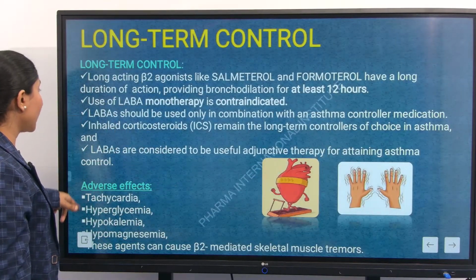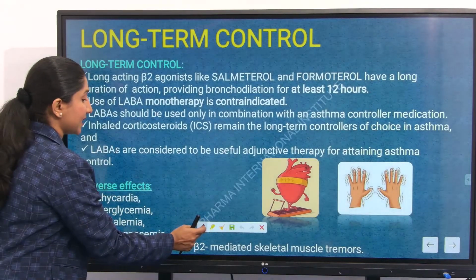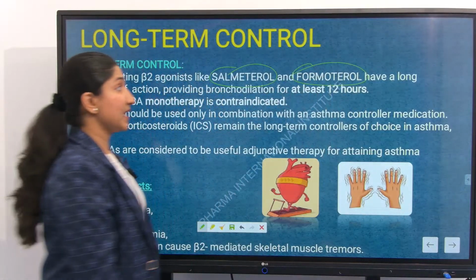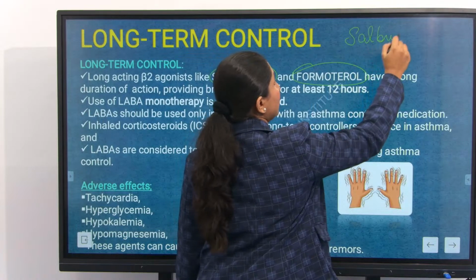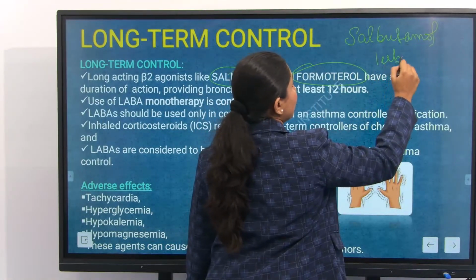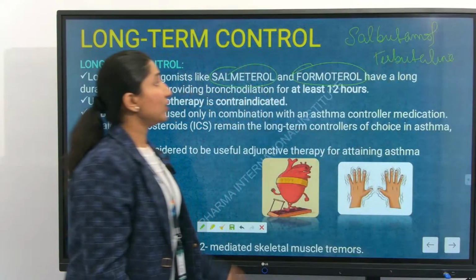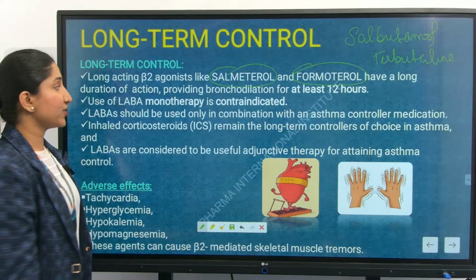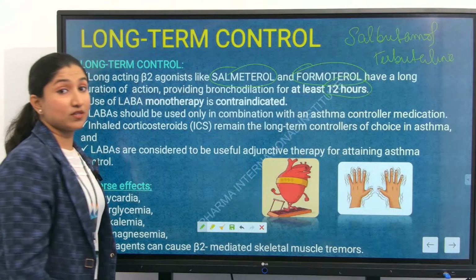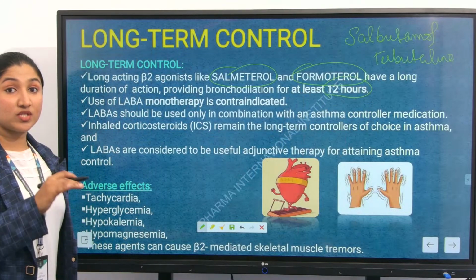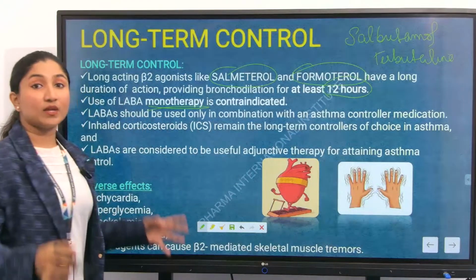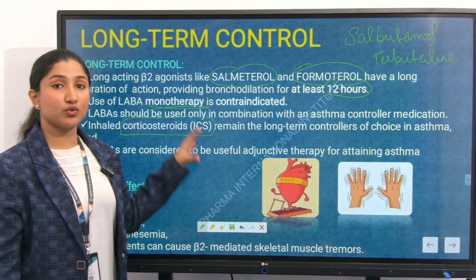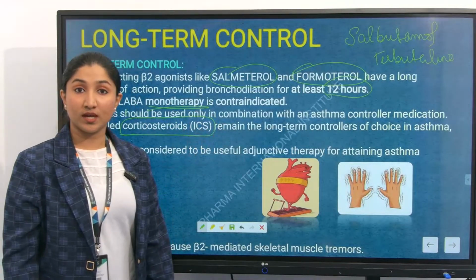Now we'll see about the long-acting agents. The examples include salmeterol and formoterol. The short-acting agents, their examples were salbutamol and terbutaline, whereas the long-acting agents are salmeterol and formoterol. These agents give a longer duration of bronchodilation, approximately 12 hours. For at least 12 hours, they give you bronchodilatory action. These agents are contraindicated as monotherapy, and they're always used in combination with an inhaled corticosteroid, as a long-term control. For long-term control only, you can use these long-acting beta-2 agonists.